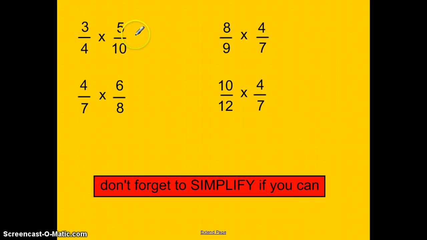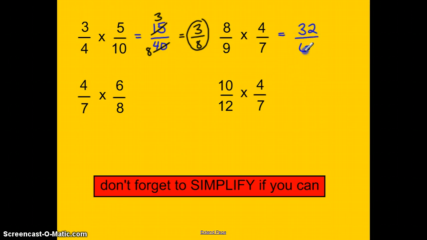In this first problem, we'll multiply 3 times 5 to get 15 and 4 times 10 to get 40. Now, we know we have to simplify, so to do that, we'll remember that 5 goes into 15 3 times and into 40 8 times. So that means that the answer is really 3/8, because once we've multiplied, we have to simplify. In the second one, 8 times 4 is 32. 9 times 7 is 63. There are no numbers that go into both 32 and 63, so this one's already in lowest terms, and we're done.